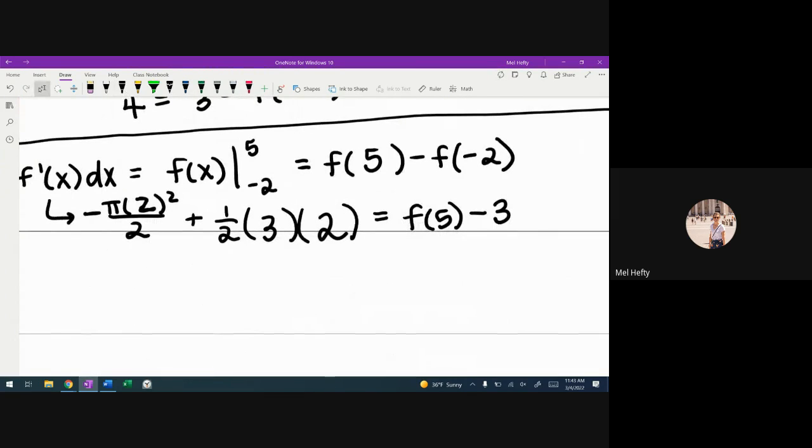All right. So I'm going to simplify a little bit, but theoretically, you could just add the 3 over and not really simplify at all on the free response portion of the AP test. I'm going to do it just for fun. So that's 4 pi divided by 2. That's negative 2 pi here. That's plus 3.